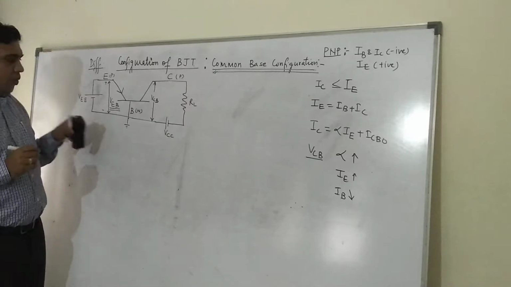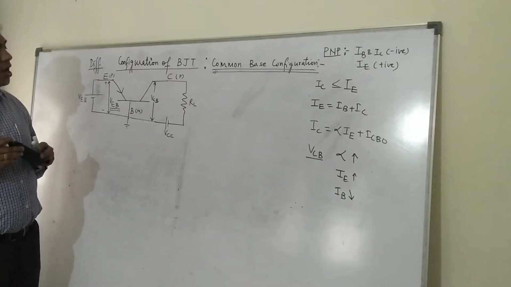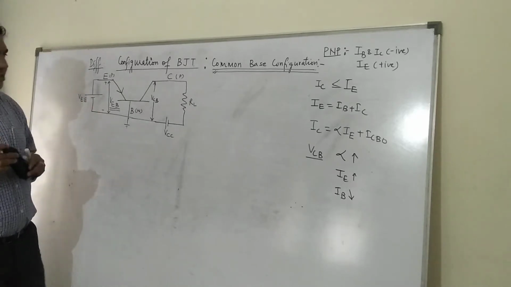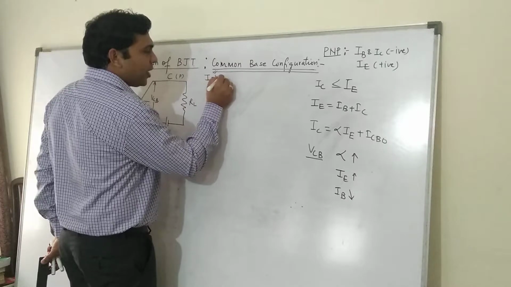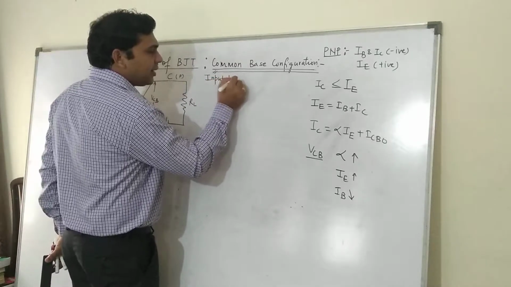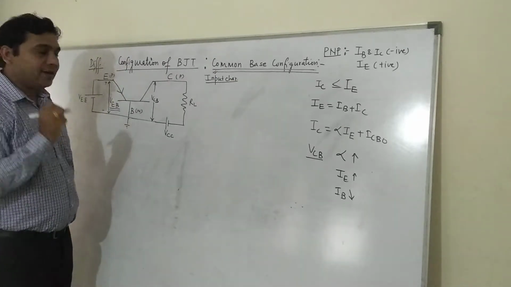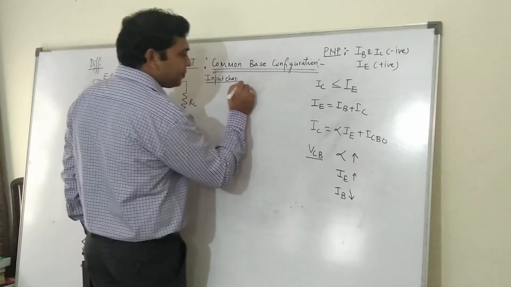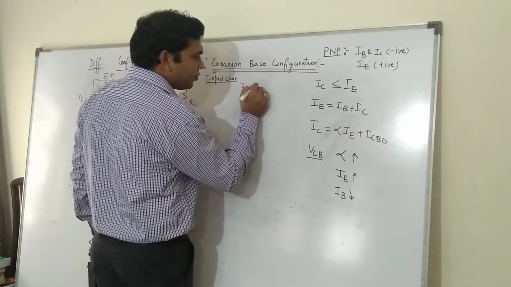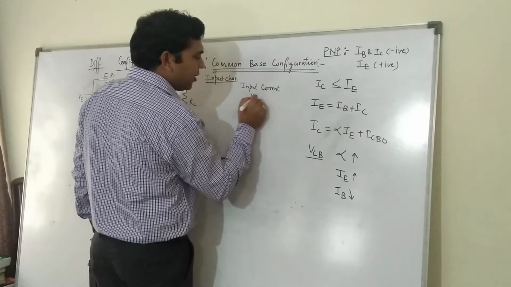Now we need to draw the input characteristics. How will we draw them? What does it mean by input characteristics? As I already told you, characteristics mean a graph between voltage and current. So input characteristics mean input current versus input voltage.